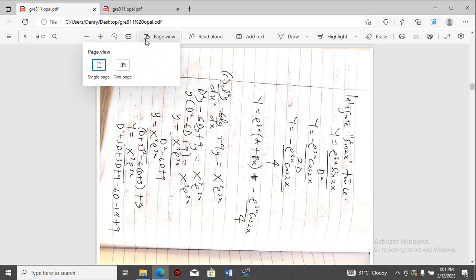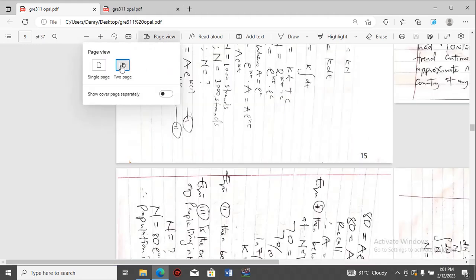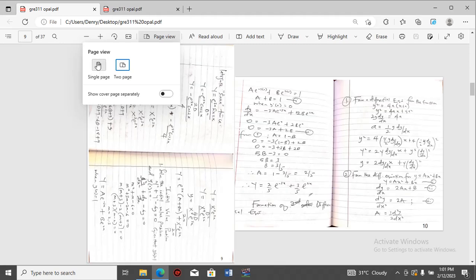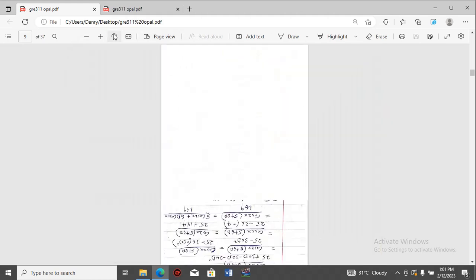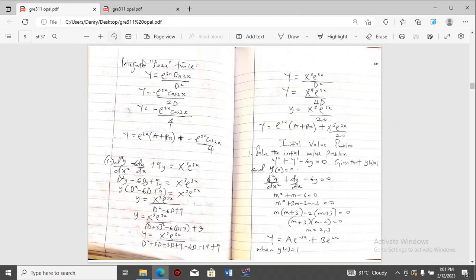Sorry, let me try and see how I can do it. Oops, sorry for that. Okay, I think I've seen what I wanted. Now we integrate sine 2x twice. I think I made a bit of a mistake here.